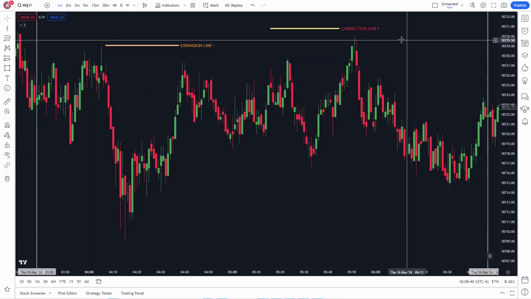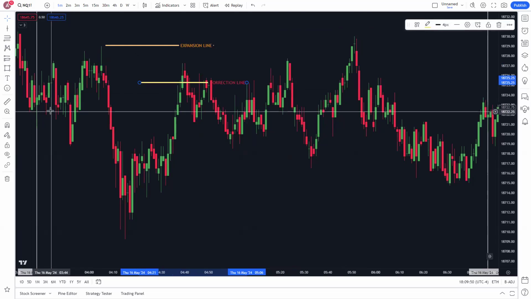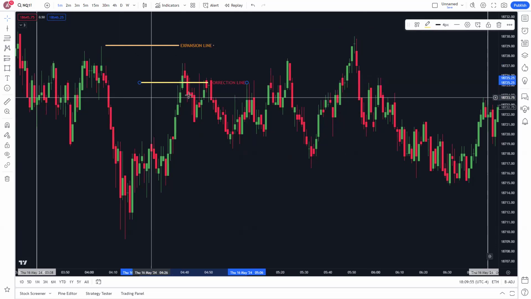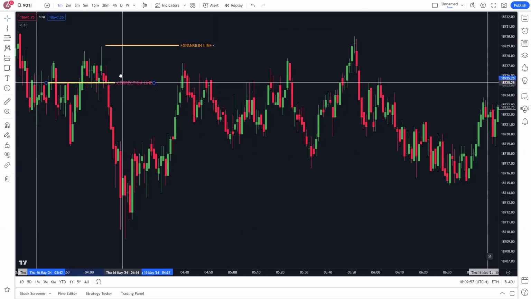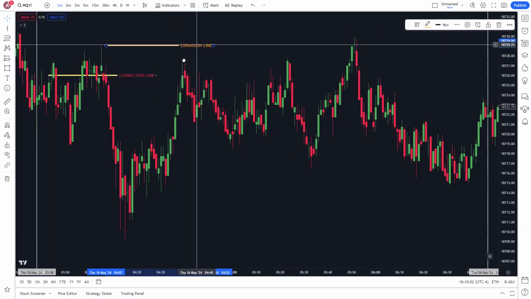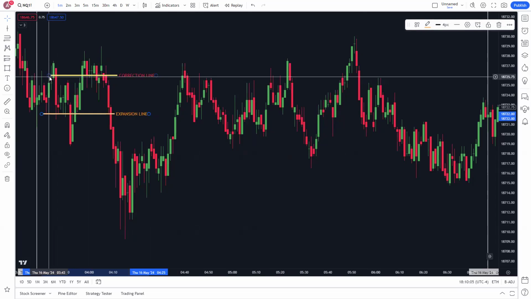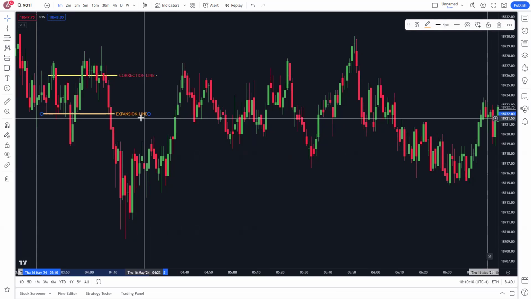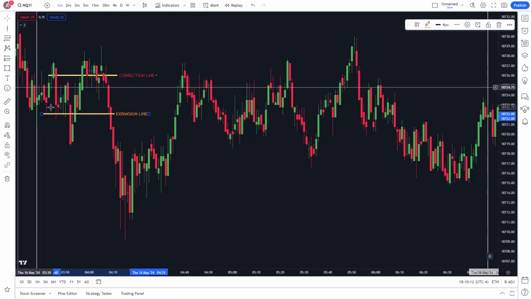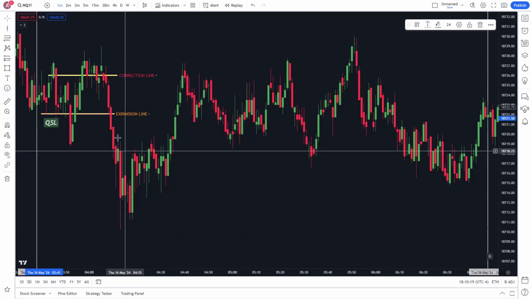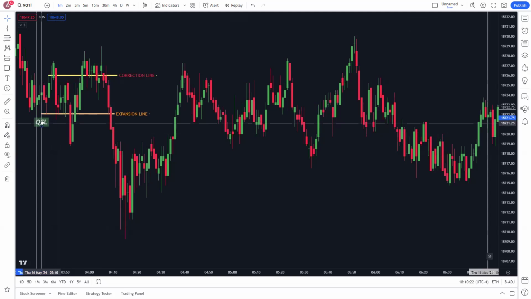So the correction line or the expansion line, since this is a qualified swing low that we're looking for, a qualified correction, right, above this current bullish candle right here. So this bullish candle plus this bearish candle, and this is the expansion line. So did we break above the correction line before breaking below our expansion line? Yes, we did. So this right here will be a qualified swing low. We're going to put QSL, qualified swing low, right here.